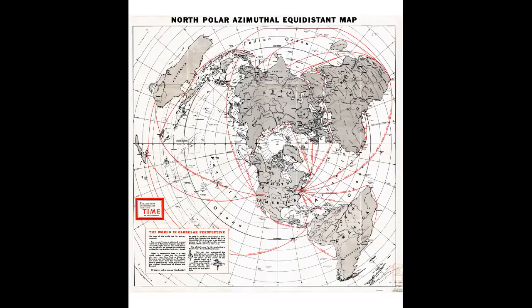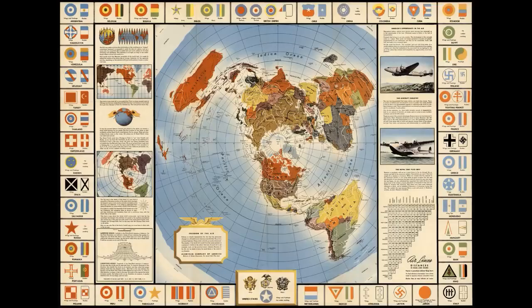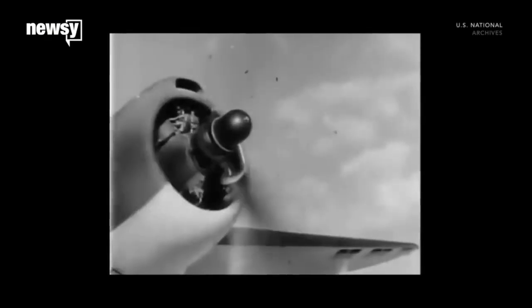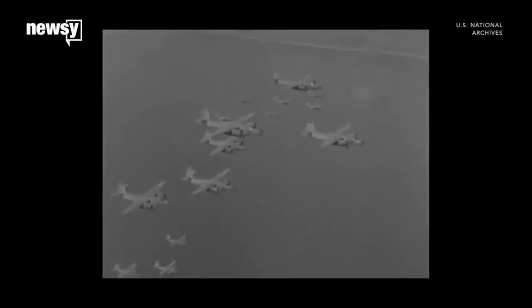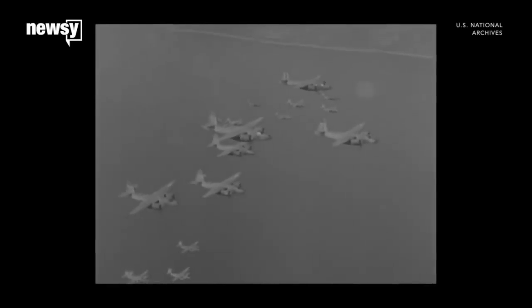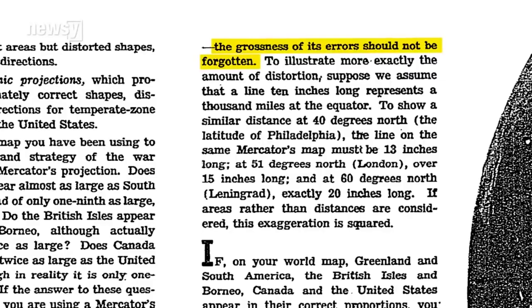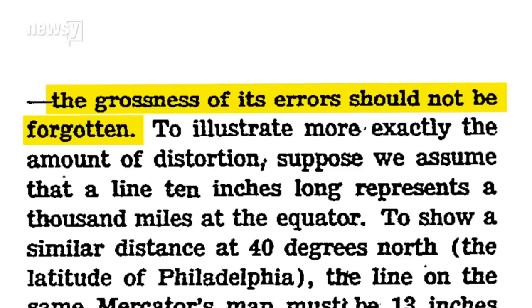Wake up. During the Second World War, you see lots of flat Earth maps coming to light, being published, because they could not count on the globe or the Mercator. Everything started to change in the mid-20th century. There was a world war, and more airplanes were being used than ever before. Editorials published in the New York Times in the 40s called for the Mercator to be discarded and reminded readers the grossness of its errors should not be forgotten.